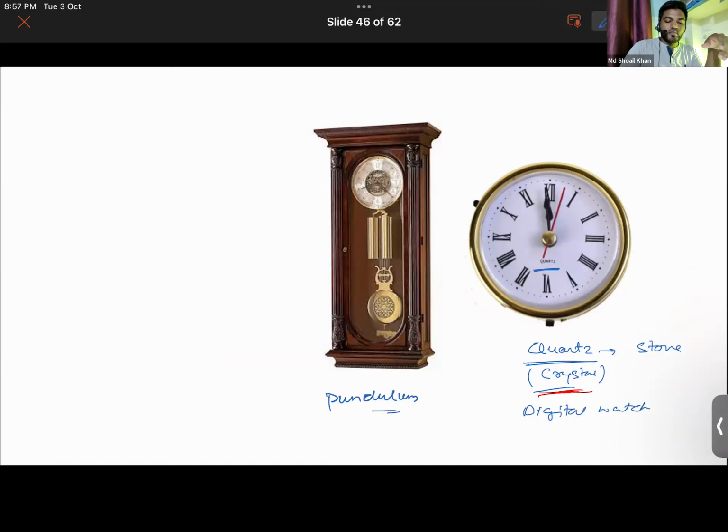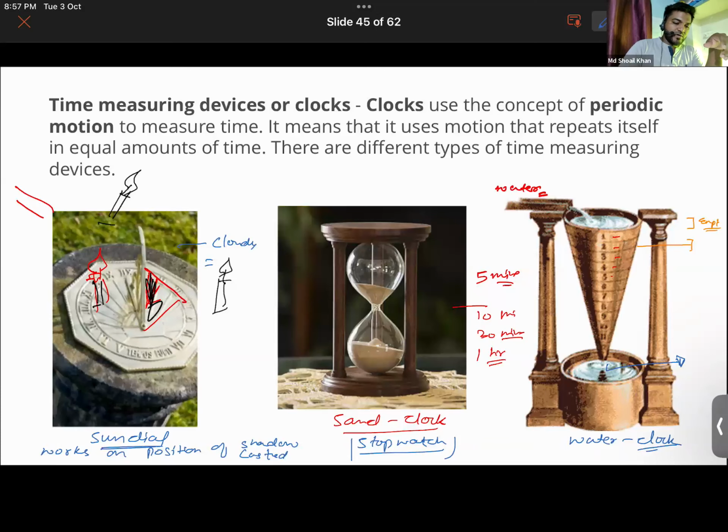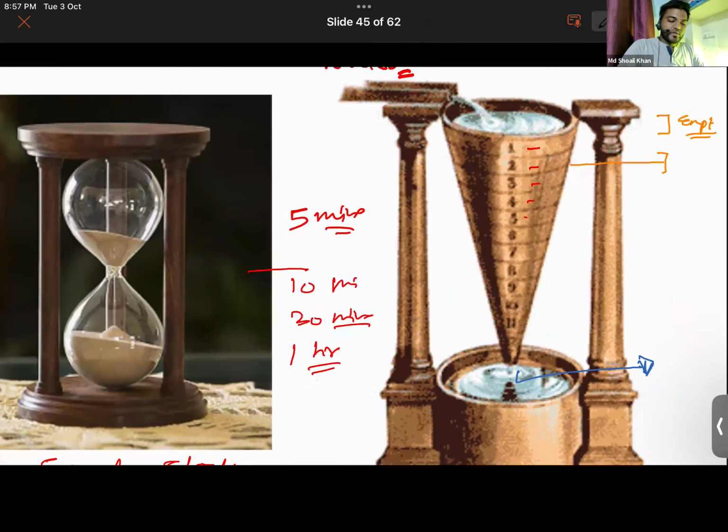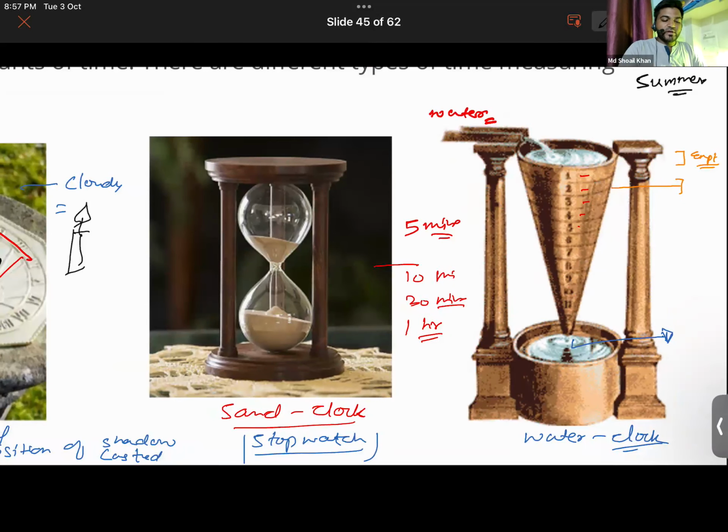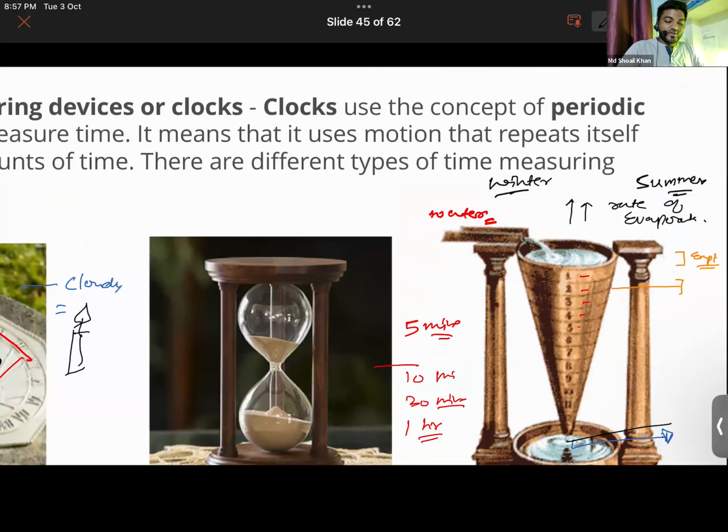What are the limitations of the water clock again? For the water clock, suppose it's a sunny day in the summer season, the rate of evaporation of water will increase. Now if it's winter, the water will start to freeze, and thereby no water will come out through this hole. Getting it now? So those are the limitations of the water clock as well.